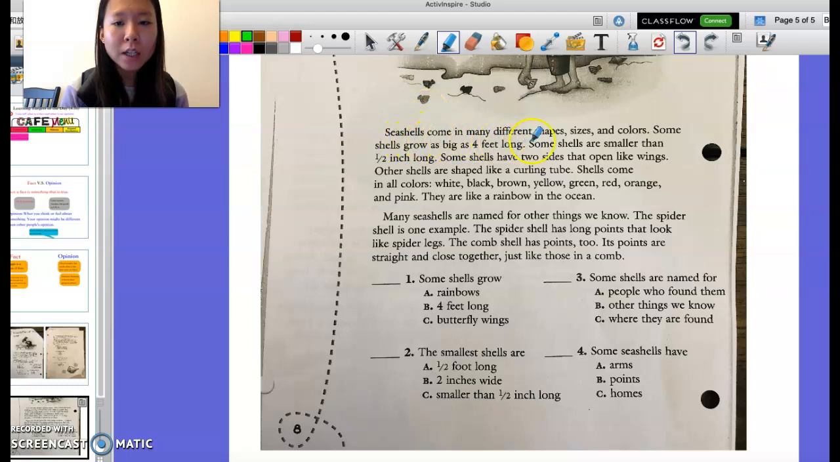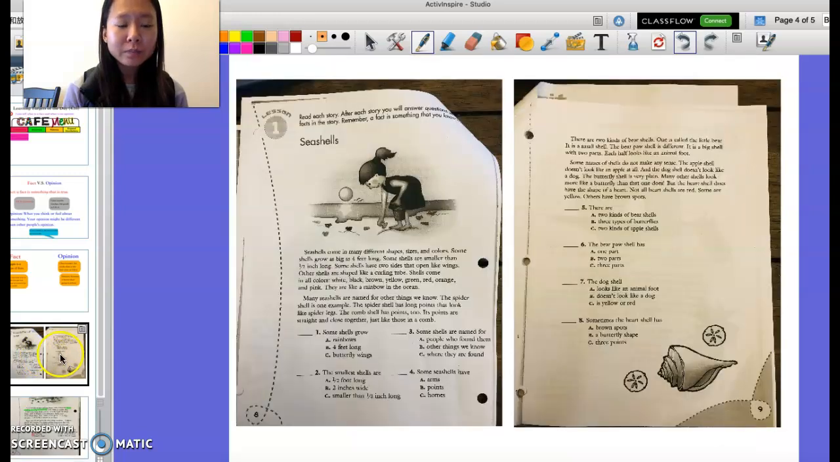Seashells come in many different shapes, sizes, and colors. Some shells grow as big as 4 feet long. Oh, I'm going to highlight that, and now I know the answer is B. Because in the article it says some shells grow as big as 4 feet long. So that is the strategy we are going to practice today. So when you finish these 2 pages, I would like to see a lot of highlights in these articles and all the correct answers.